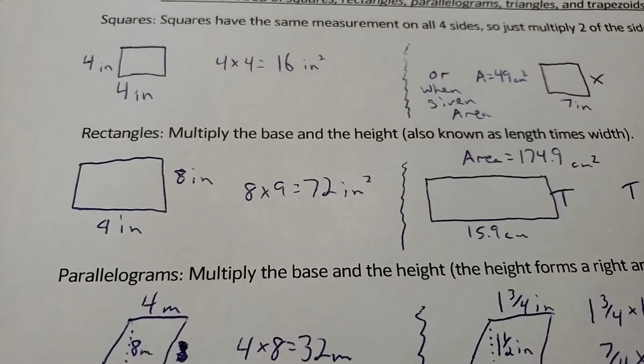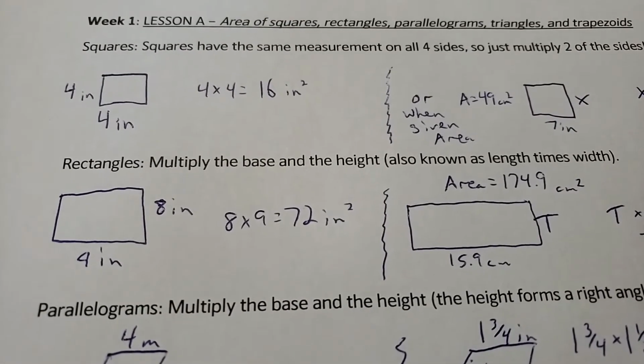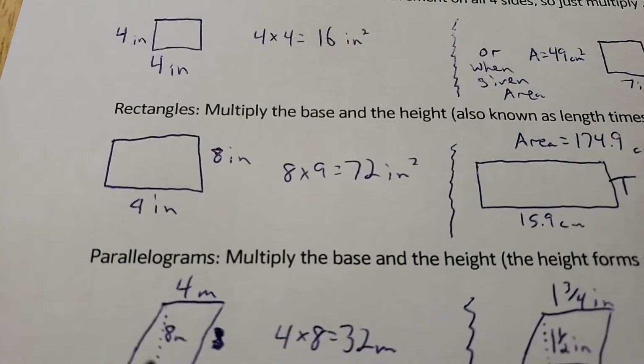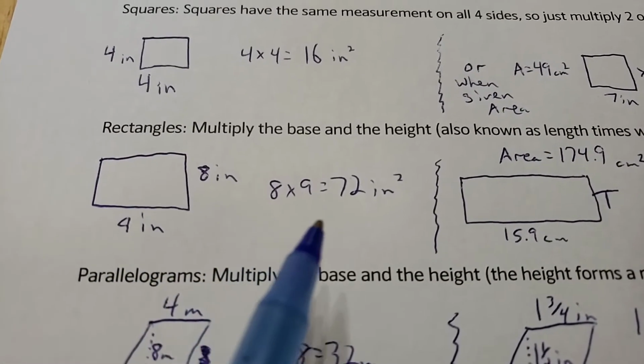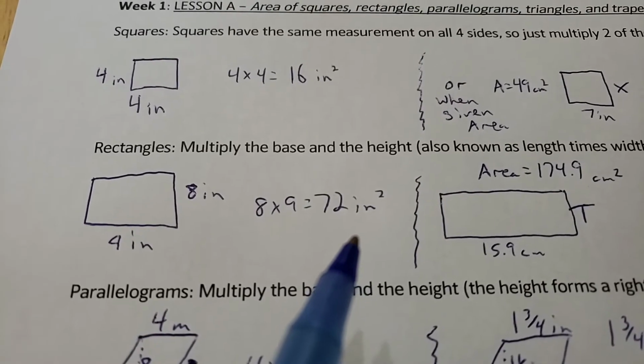Rectangles: we're going to multiply the base and the height together. Sometimes you might call it length times width. For our first example, we have a 9-inch by 8-inch rectangle. 8 times 9 gives you 72 square inches.